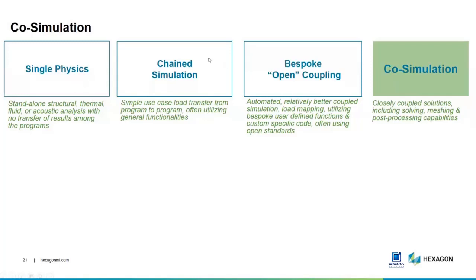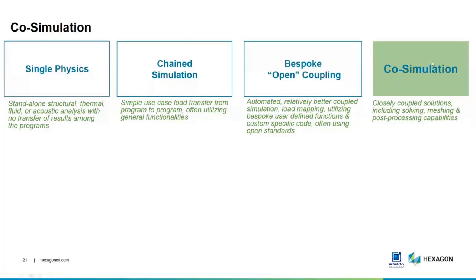When you're talking about chain simulation, you have performed a structural analysis, and at the end of the structural analysis you invoke a thermal simulation. That can be an example of chain simulation. So you call one program after another, which becomes chain simulation. Bespoke open coupling is automated, relatively better coupled simulation using third-party interfaces.